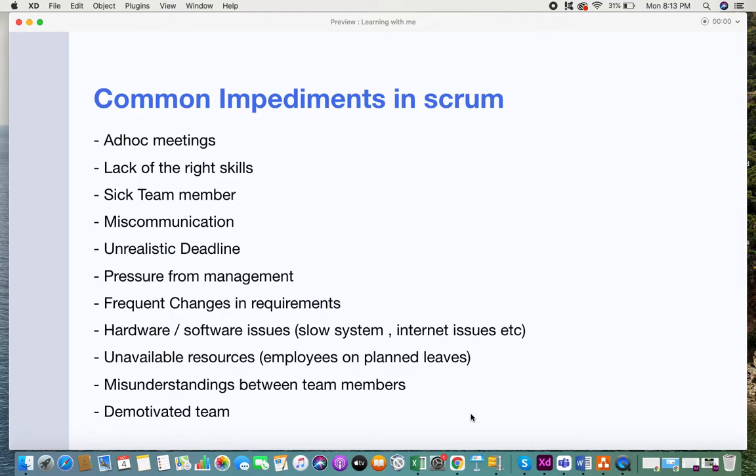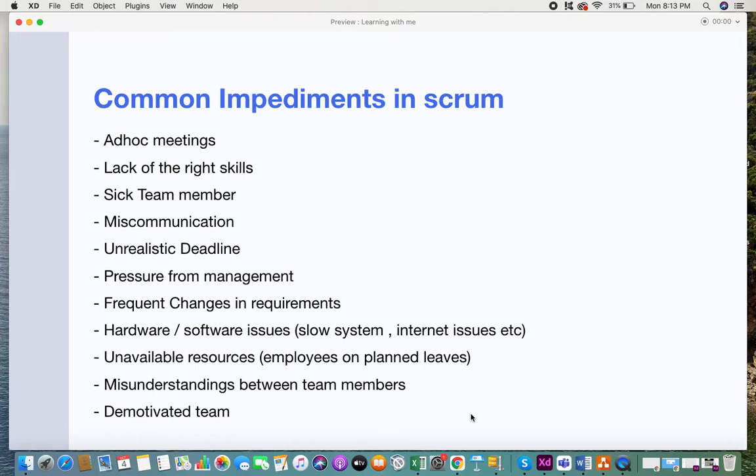The next one is common: a sick team member. So generally having a sick team member might also slow down the pace, because tasks might take a little time to be completed. The next one is miscommunication. Not being able to communicate the requirements, or communicating any of the difficulties or any information that is needed, can slow down the pace. Because of this miscommunication, everyone would be waiting for inputs or waiting for clarifications, which tends to slow down the pace of completing tasks.